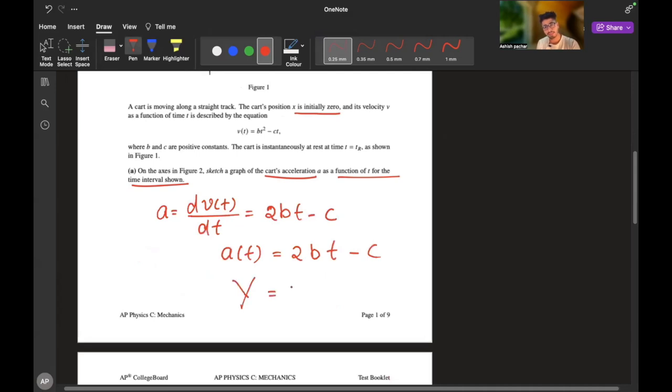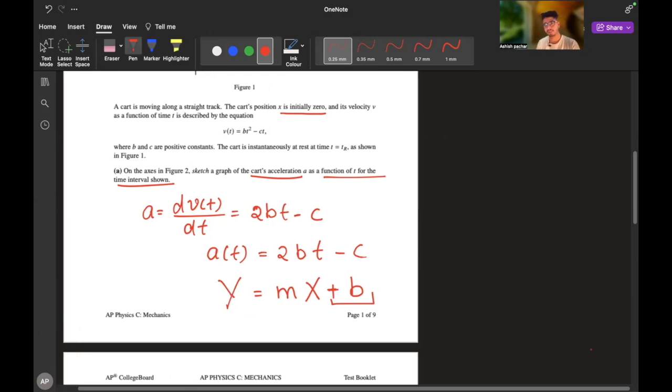This is the m, this is the capital X I'm writing over there, and minus c, which is basically the plus c that we usually write. This is the intercept, the y-intercept. Here in this case it is minus c, and the slope is 2b. So you can sketch it easily on the y-axis and the x-axis.